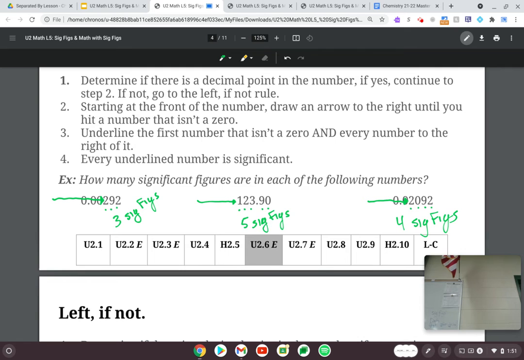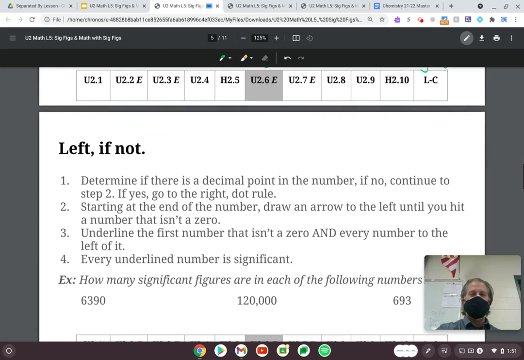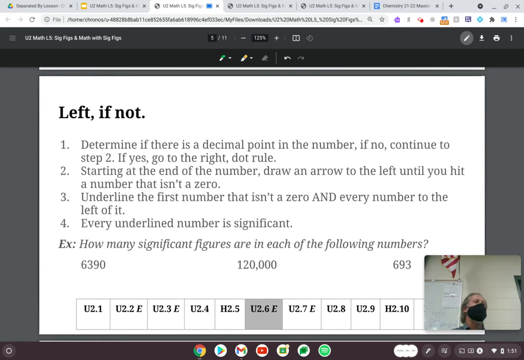So here we go. The other rule that has made significant figures very simple for many is that if the number does not have a decimal, then you come in with an arrow from the left until you hit a non-zero digit. And when you get to that non-zero digit, you then start counting from there. So in the case of 6,390, there's no decimal, so I'm going to come in with an arrow from the left.